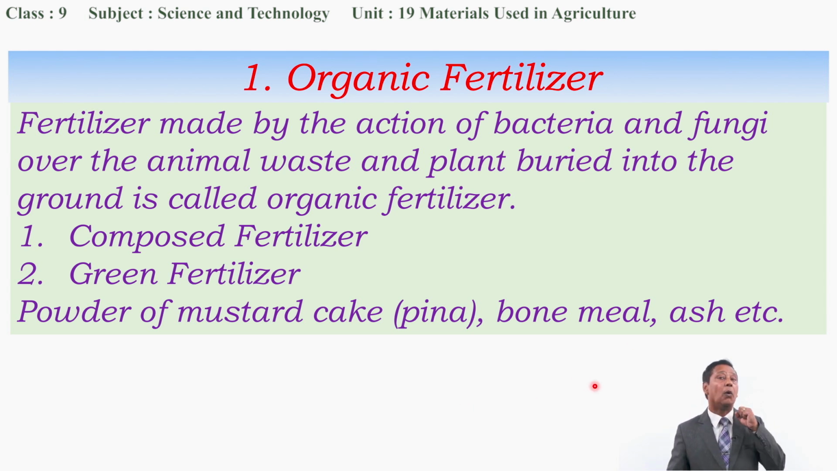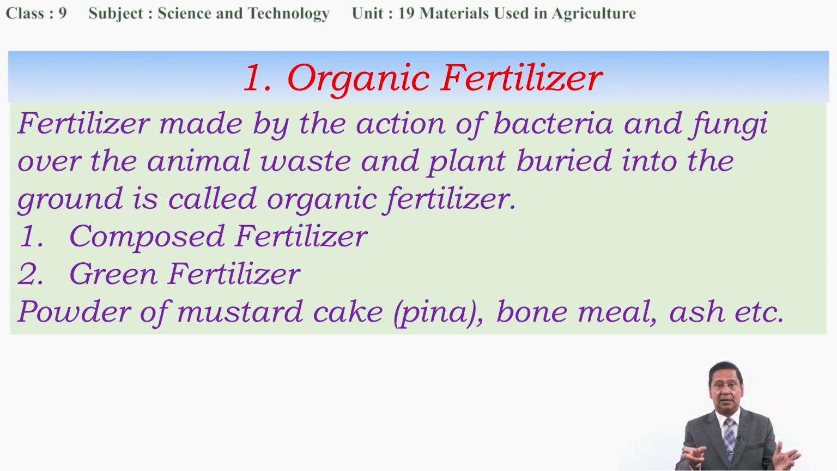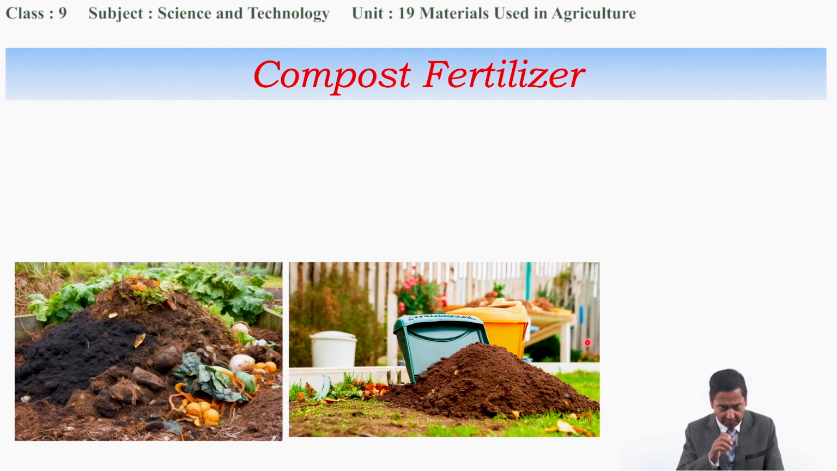In the same way, bone meal, bone of the animal if crushed and powdered, then it becomes very good source of phosphorus and calcium for the plant and can be used as fertilizer. In the same way, ash is another very good organic fertilizer which contains phosphorus, potassium and magnesium. It can supply these elements to the plant. And that's why, of organic fertilizers there are many, but among them compost fertilizer and green fertilizer are highlighted in your book. That's why I'm talking about them a little more.